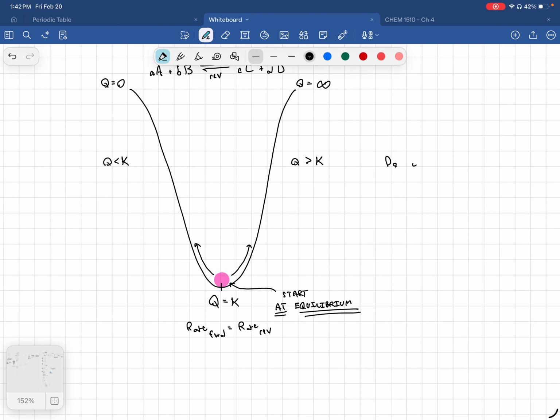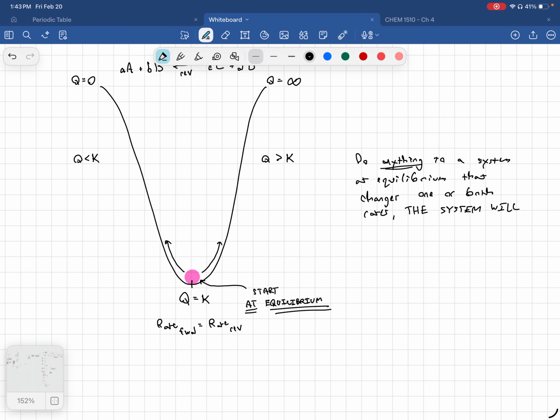But if we do anything to a system at equilibrium that changes one or both rates, the system will shift to reestablish equilibrium.